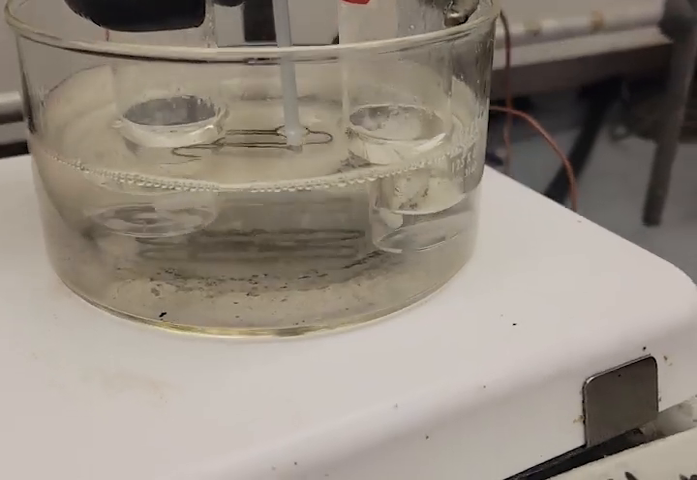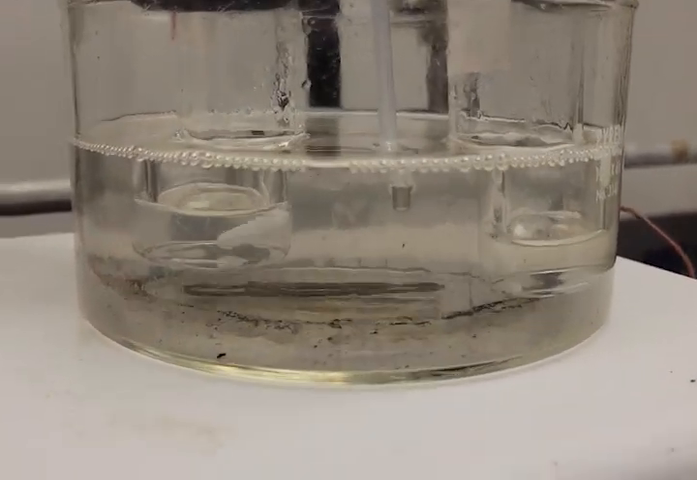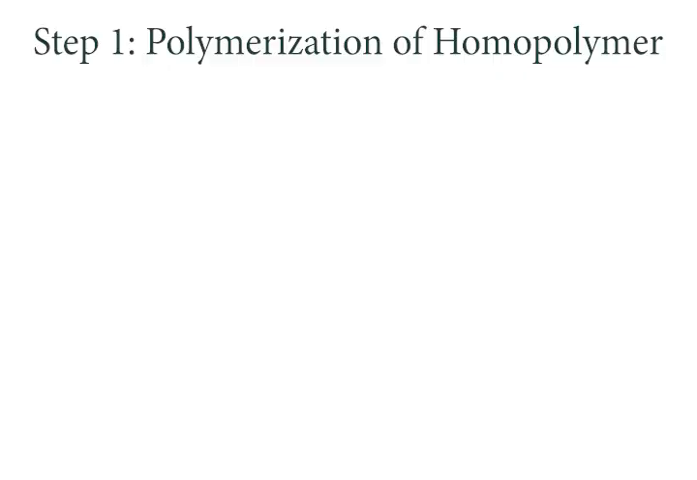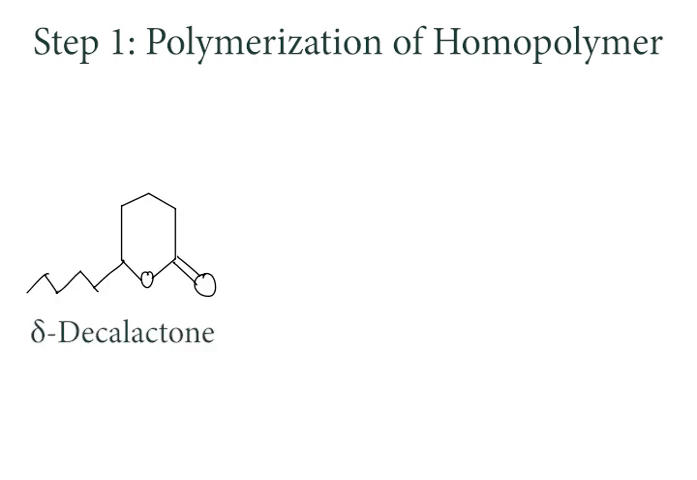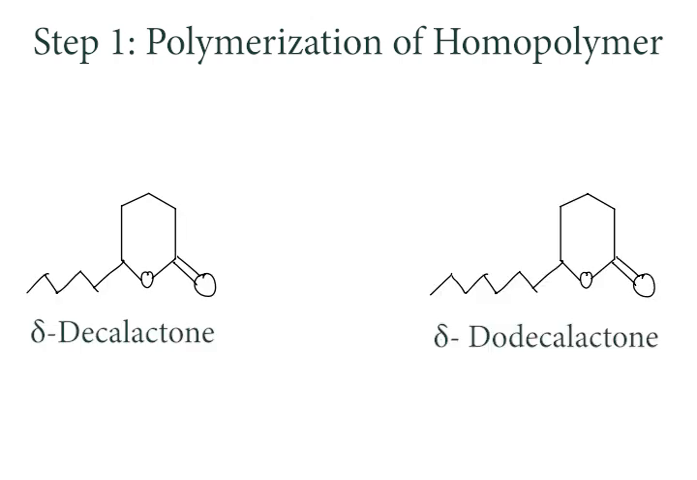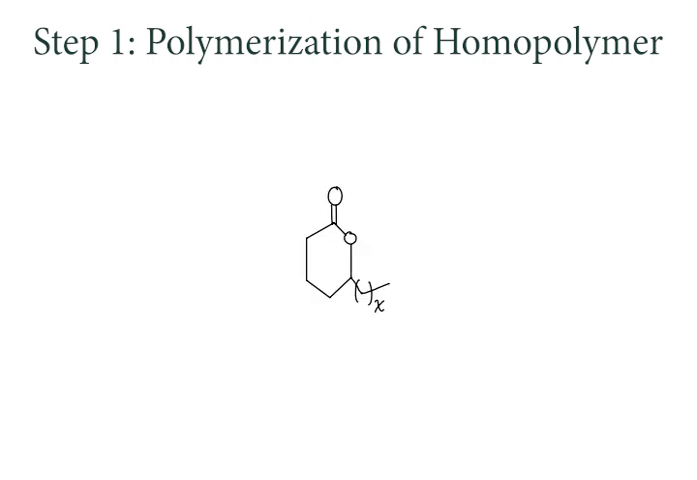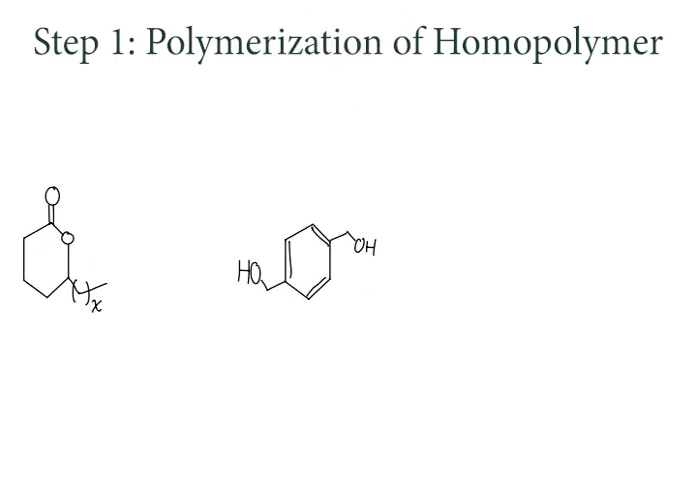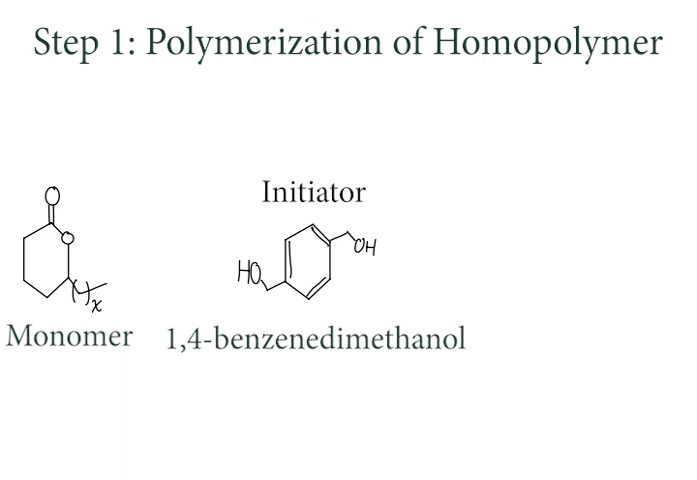Today we're making two ABA triblock polymers in 2 steps. Now let's introduce the monomers for step 1. Here we have delta decalactone and delta dodecalactone, and we'll use this structure as a representation of either one of them. Our initiator will be 1,4-benzene dimethanol to initiate our reaction.